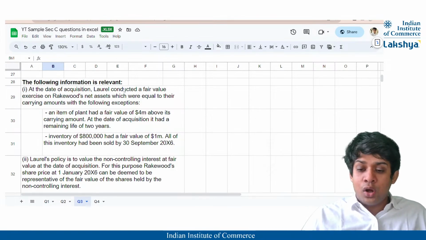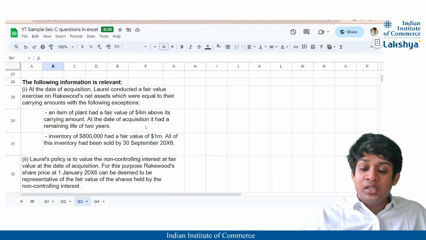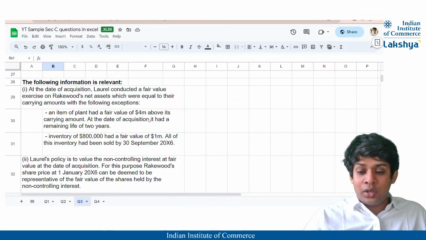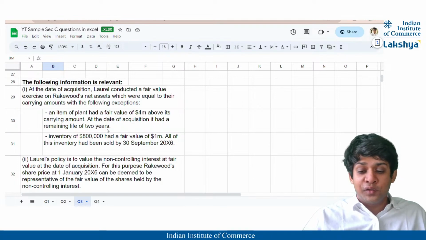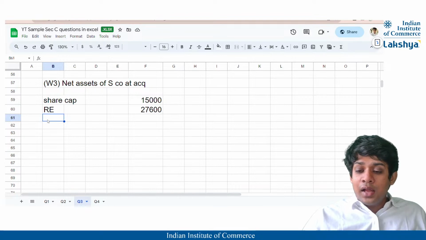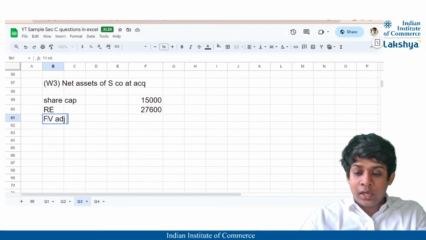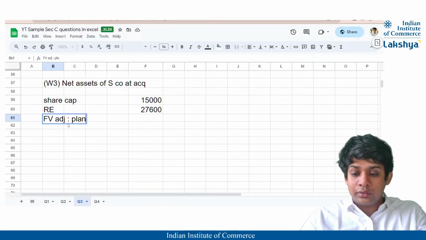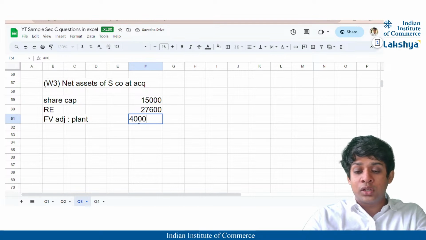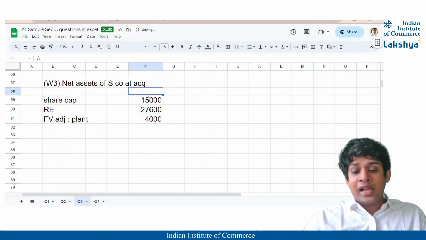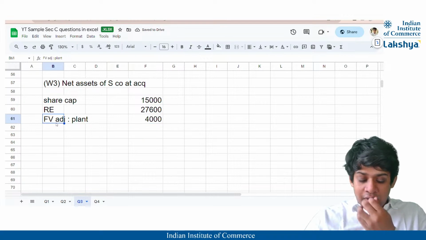At the date of acquisition, Laurel conducted a fair value exercise of Redwood's net assets, which were equal to their carrying amounts with the following exceptions. That means these were not equal to their carrying amounts. An item of plant had a fair value of $4 million above its carrying amount. At the date of acquisition, it had a remaining useful life of 2 years, right? That means a fair value adjustment is there for that plant, and the fair value has increased by 4,000. So the net assets at acquisition have increased by 4,000, correct? For that fair value adjustment.